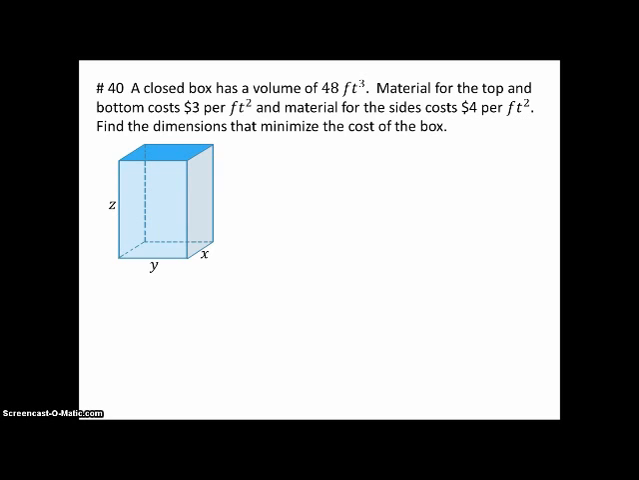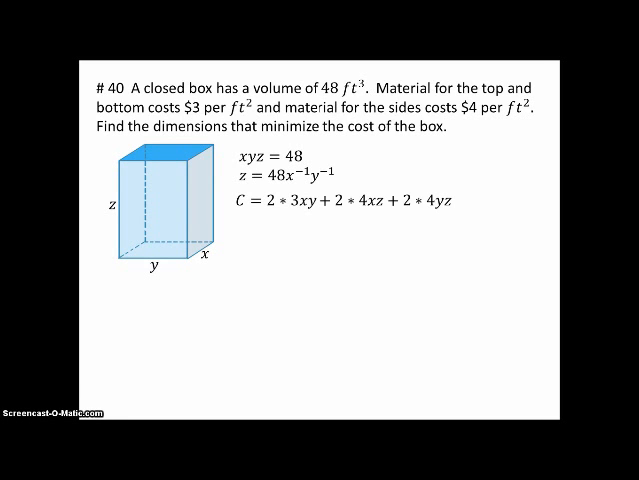Number 40. A closed box has a volume of 48 cubic feet. Material for the top and bottom costs $3 per square foot, and material for the sides costs $4 per square foot. Find the dimensions that minimize the cost of the box. So this is similar, but it's a little bit different. So there's a picture of our closed box. XYZ is 48. We can solve for z again in terms of x and y.